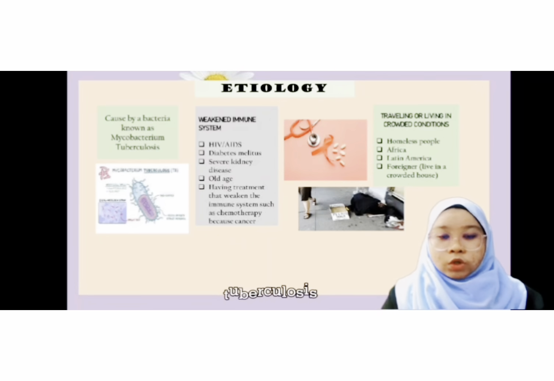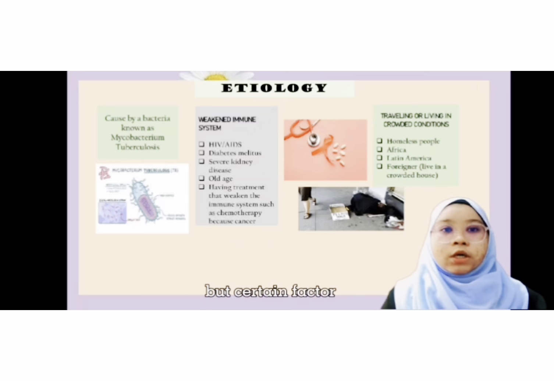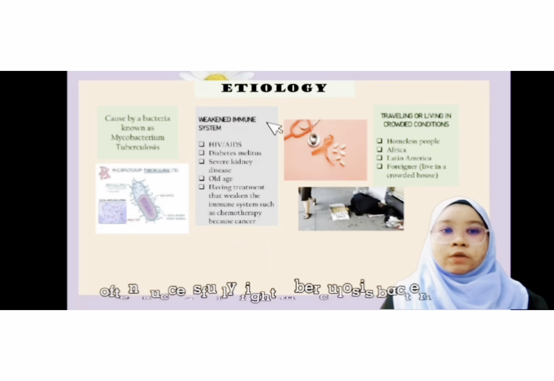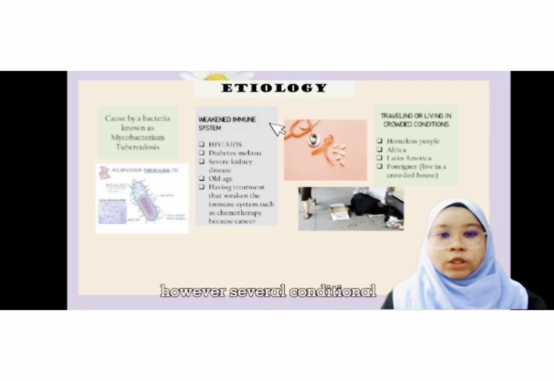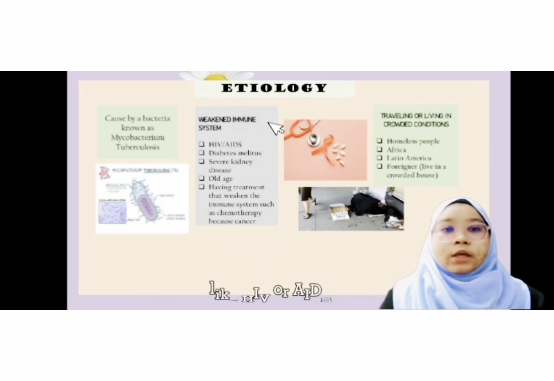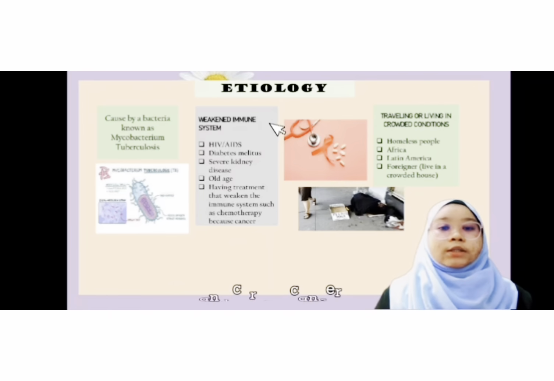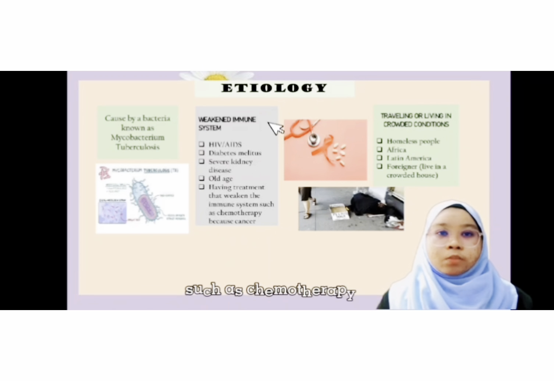Risk factors of tuberculosis. Anyone can get tuberculosis, but certain factors can increase your risk. Number 1 is a weak immune system. A healthy immune system often successfully fights tuberculosis bacteria. However, severe conditions or medication can weaken your immune system, like HIV or AIDS, diabetes mellitus, old age, severe kidney disease, and certain cancer having treatment that weakens the immune system, such as chemotherapy.